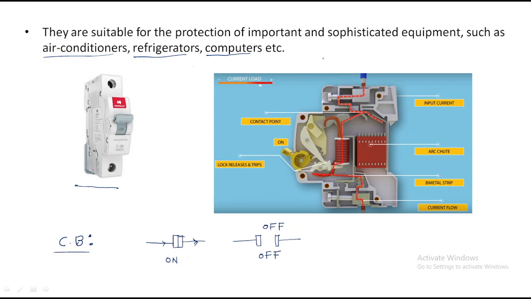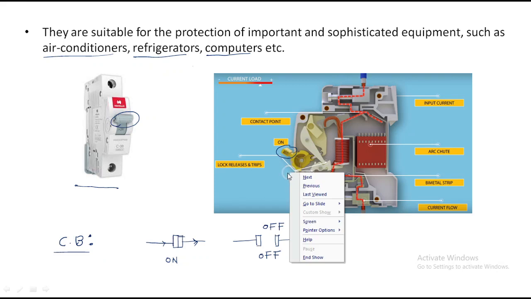So this is the diagram showing the parts available in the MCB. This is the MCB cross-sectional view. Look here. This is the MCB knob. Whenever it is up, it is the on condition, and whenever it is downwards, it is the off condition. Now it is in the on condition.